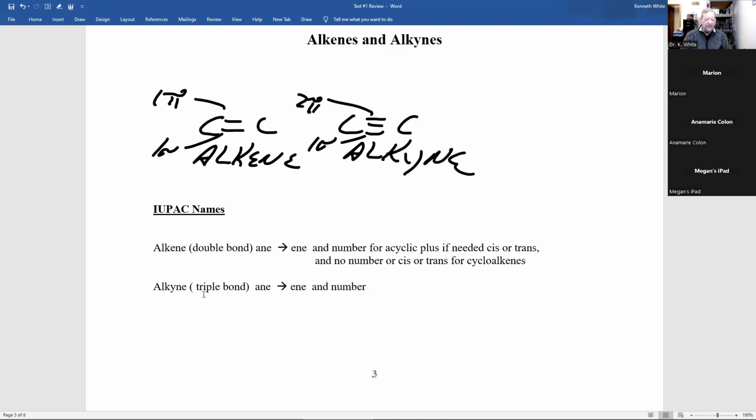Now for a triple bond, you find the, oh, I got another mistake. I apologize. Boy, I got to do better editing.